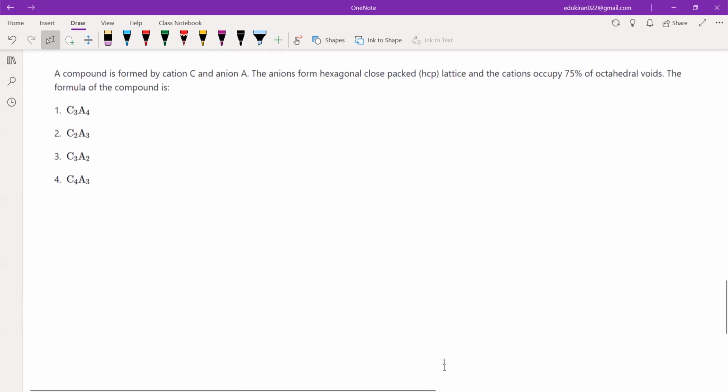These questions are also easy. Don't worry about it. A similar type of exercise we will be doing in this type of question also. Nothing is different. Write the question. A compound is formed by cation and anion, C and A. The anions form hexagonal close packing.